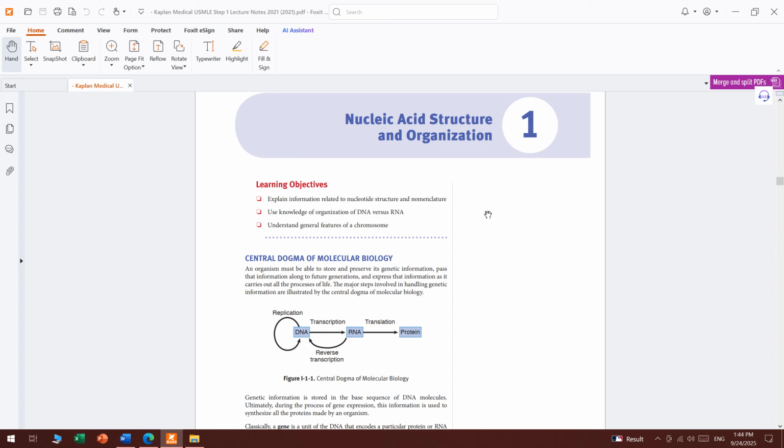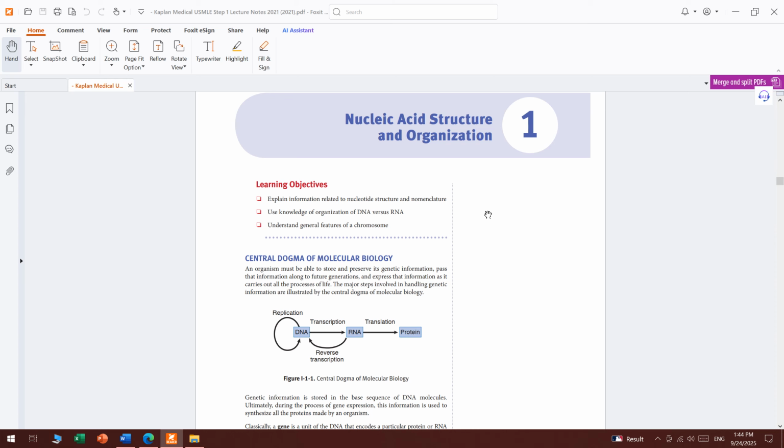Learning objectives. By the end of this tutorial, you should be able to explain information related to nucleotide structure and nomenclature. Use knowledge of the organization of DNA versus RNA. Understand general features of a chromosome. Central dogma of molecular biology.